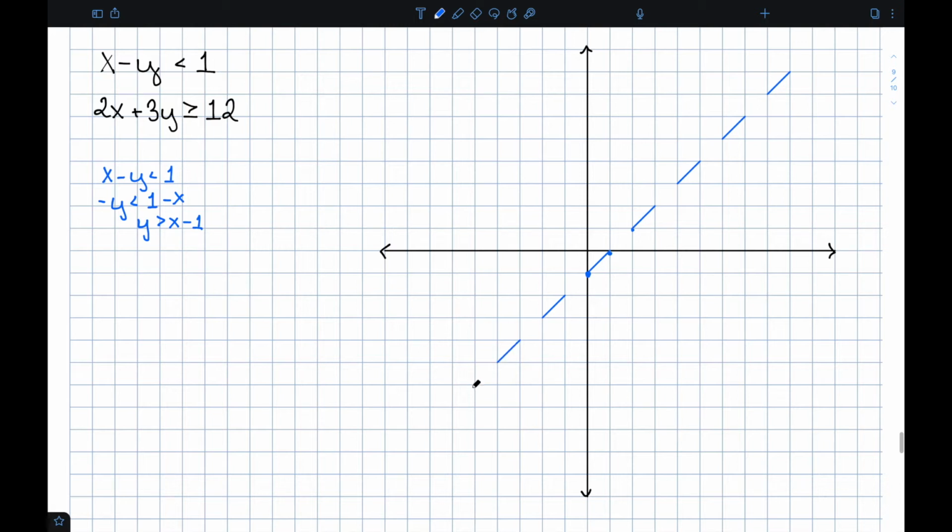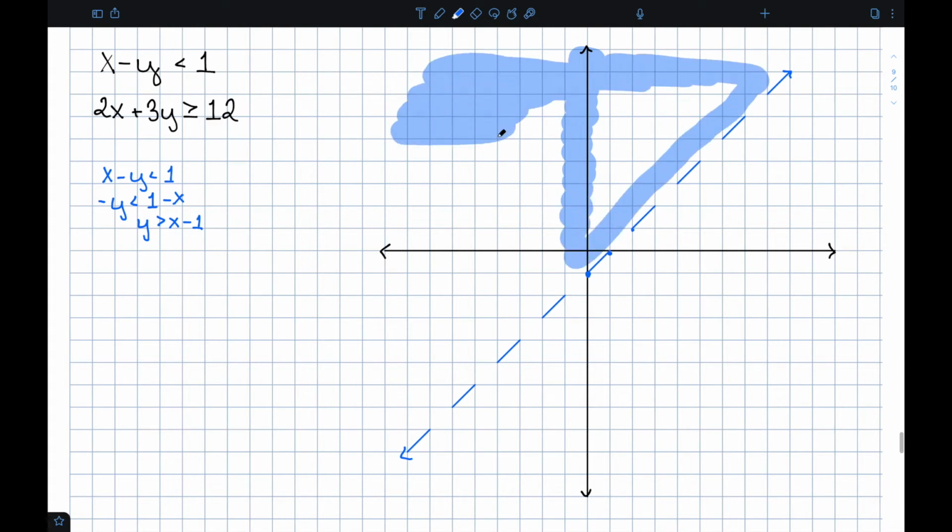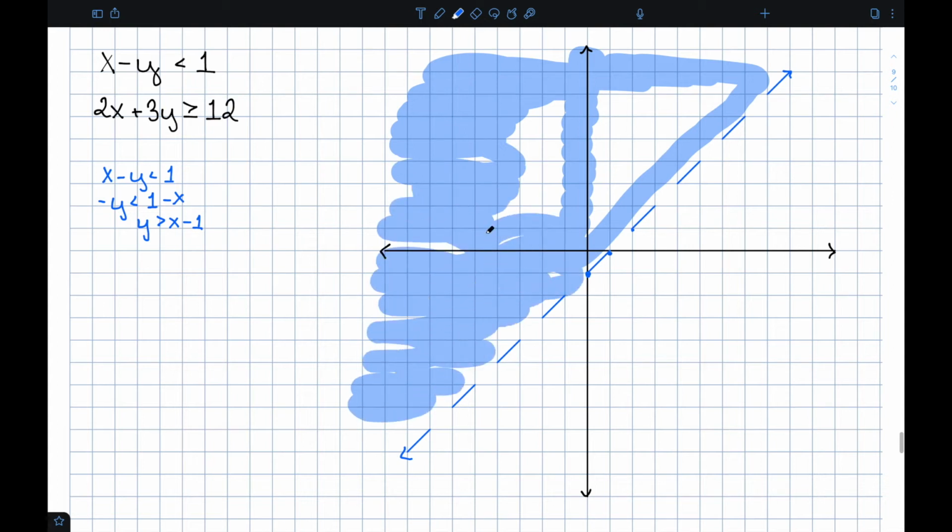In my previous video, when I showed how to graph these inequalities, I showed how to use a test point to figure out which side to shade on. But that's actually not necessary. Since y is greater than x minus 1, we need greater than y values. So these y values up here, which tells me that this side of my line is going to be shaded. And that solves the first of my inequalities.